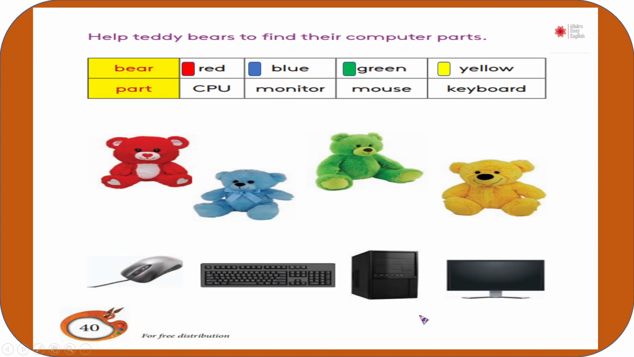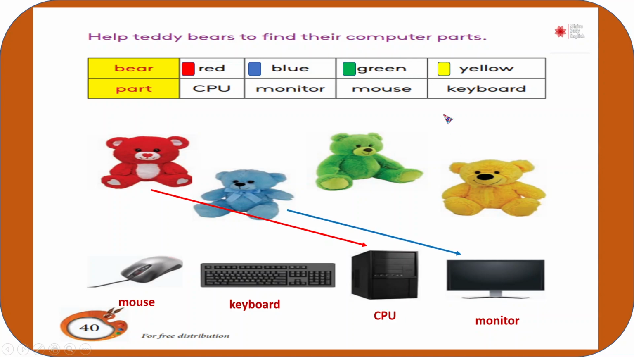These are the computer parts: mouse, keyboard, CPU, monitor. Let's match. Red bear, CPU. Blue, monitor. Green, mouse. Green bear, mouse. Yellow, keyboard. Yellow bear, keyboard.